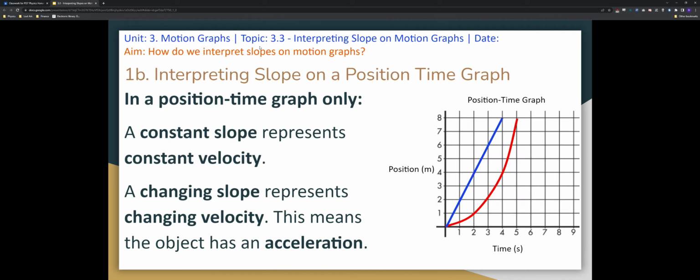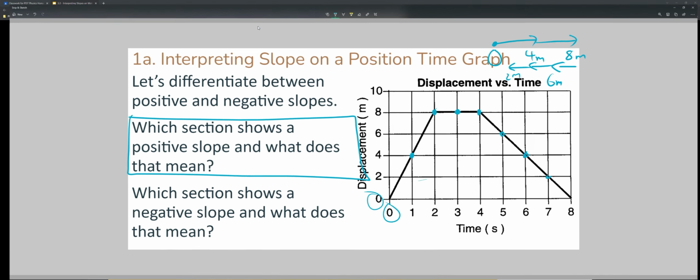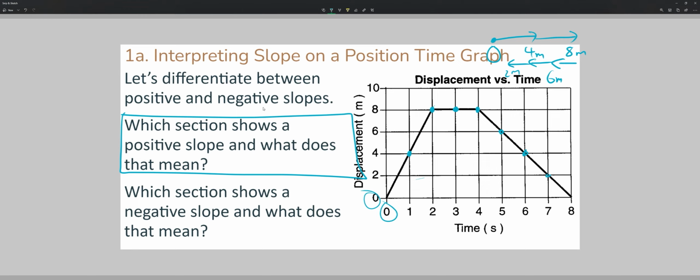So going back to the question, which section shows you a positive slope, and what does that mean? Well, from a time of 0 seconds to 2 seconds, I have a positive slope. And if we know that slope on a position time graph means velocity, then a positive slope means a positive velocity. And a positive velocity means that you're traveling in the positive direction.